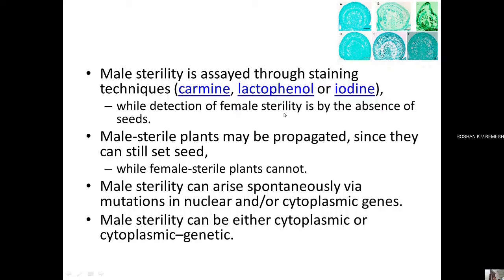But female sterility can be detected by the absence of seeds in that plant. That means we can propagate the male sterile plants, but we cannot propagate a female sterile plant because they cannot produce a proper seed at all. Male sterility can be generated by mutations in the nuclear or cytoplasmic genes. That means they may be nuclear or cytoplasmic genetic ones.